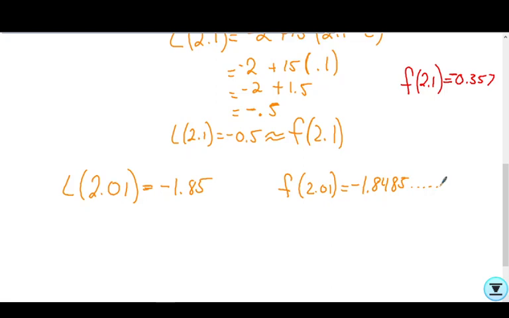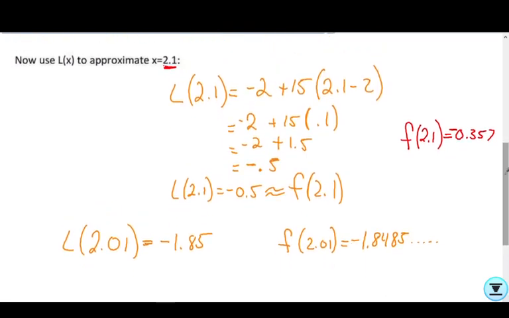And this should start sounding familiar. It's kind of that whole idea when we did Riemann sums or rectangular approximation, where the more rectangles we used, the closer it came to the actual area. It's this idea of limits. And of course, we're using the derivative, which is a limit, to approximate. So the closer we get to 2, the closer the limit is, and then the closer the approximation is. But that's linearization, or linear approximation.